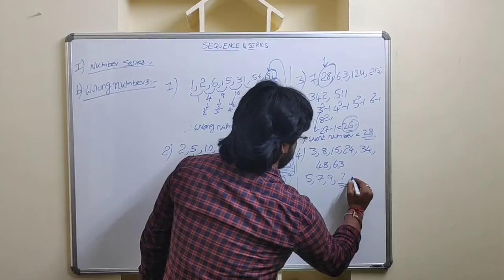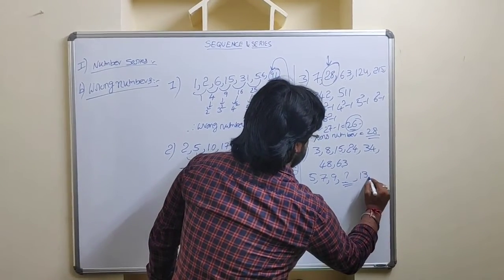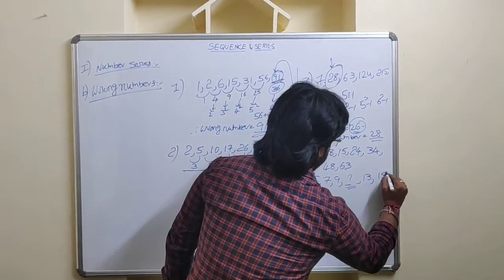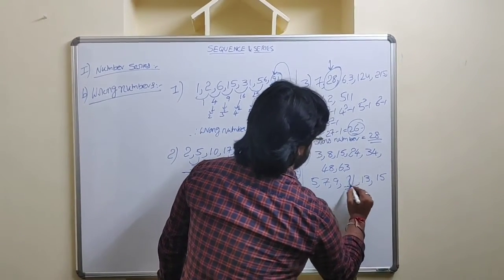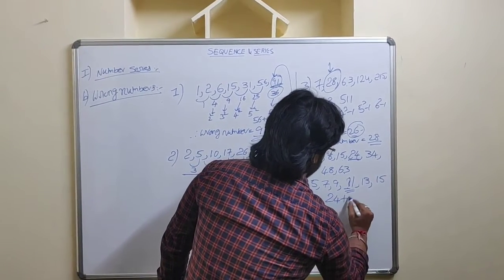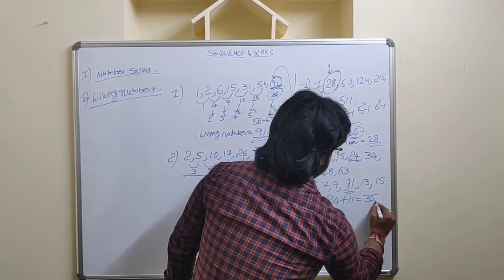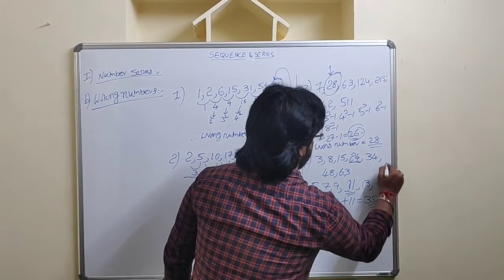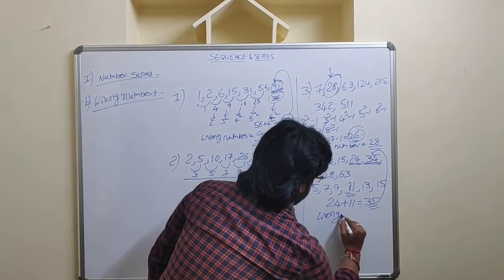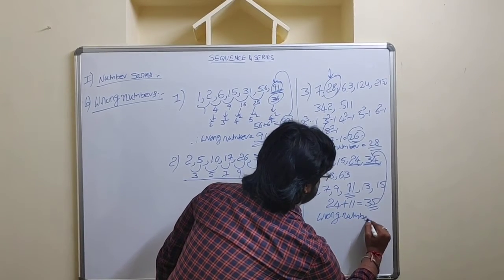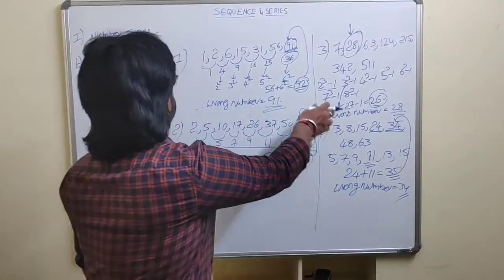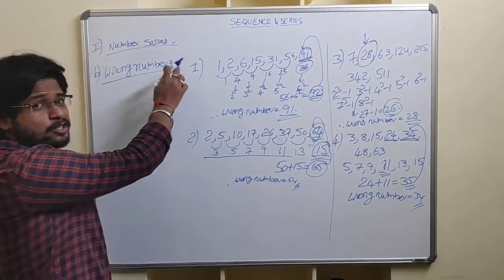The next one you will get 13, and 63 minus 48 you will get 15. So here you will get 11. But when you add 24 to 11, you will get 35. Instead of 35, you find 34 here. So the wrong number is 34. So far we discussed number series with two different combinations, patterns as well as wrong numbers.